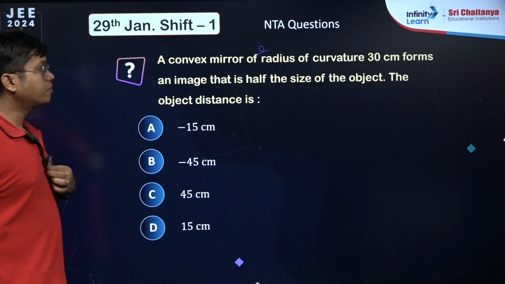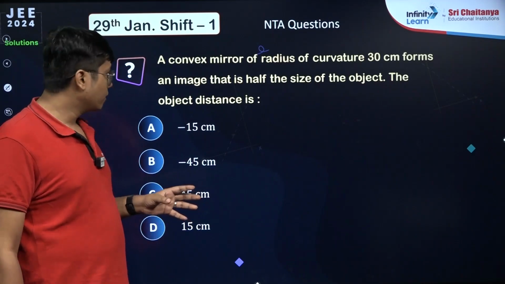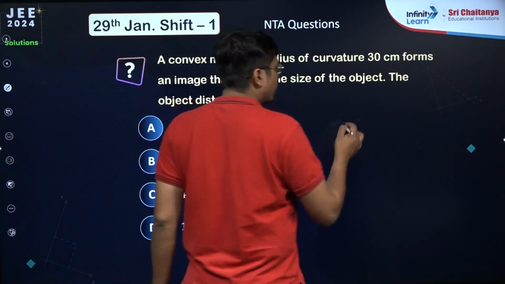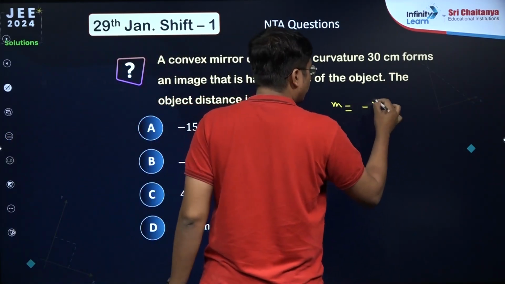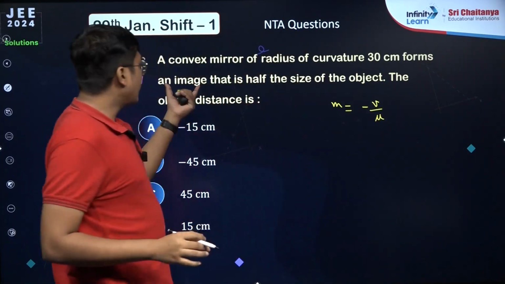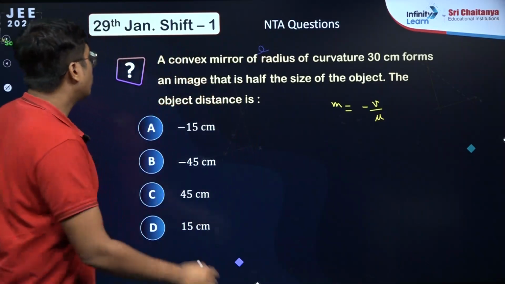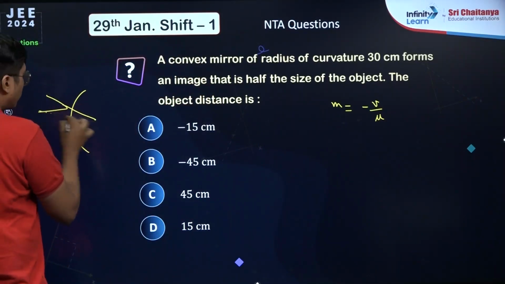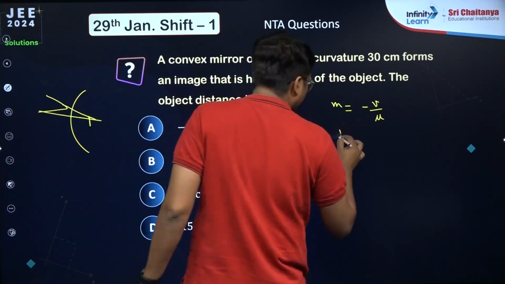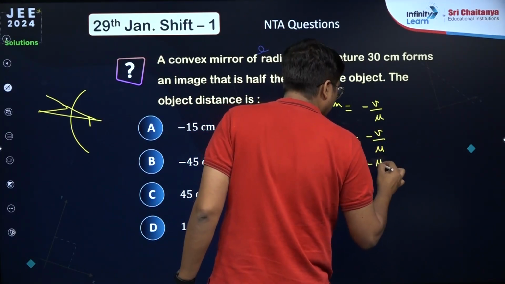Next question says that a convex mirror of radius of curvature 30 centimeter forms an image that is half the size of the object. The object distance is how much in this case? So over here, first and foremost, we know magnification is equal to minus V by U. Magnification is given as half. It's half the size of the object. So magnification is plus half because we know for a convex mirror, the image is diminished and it is erect. So I know this plus half is equal to minus V by U. So V is equal to minus U by 2.